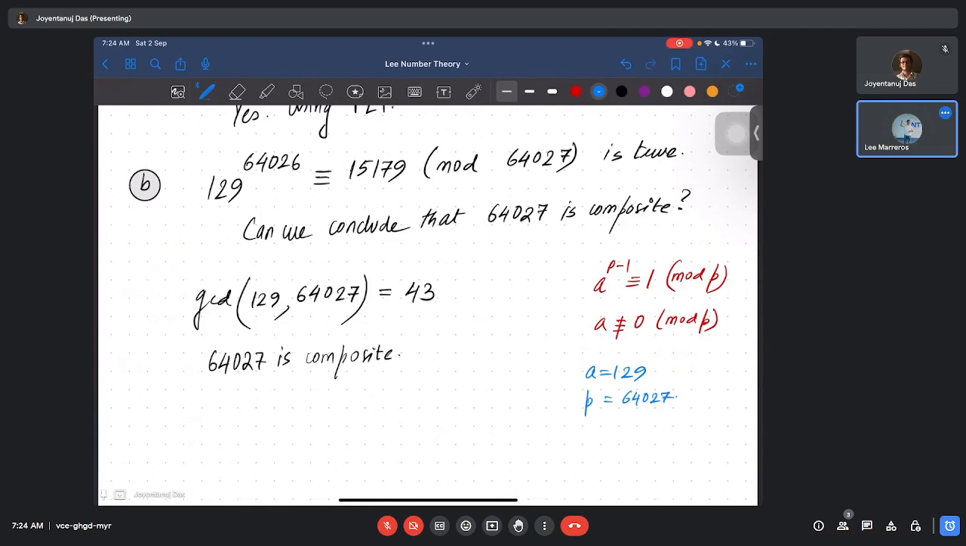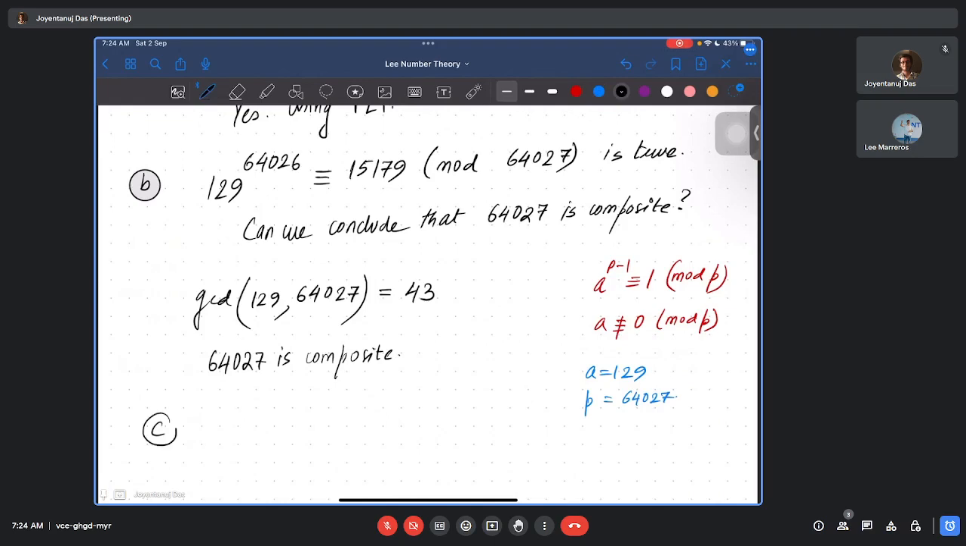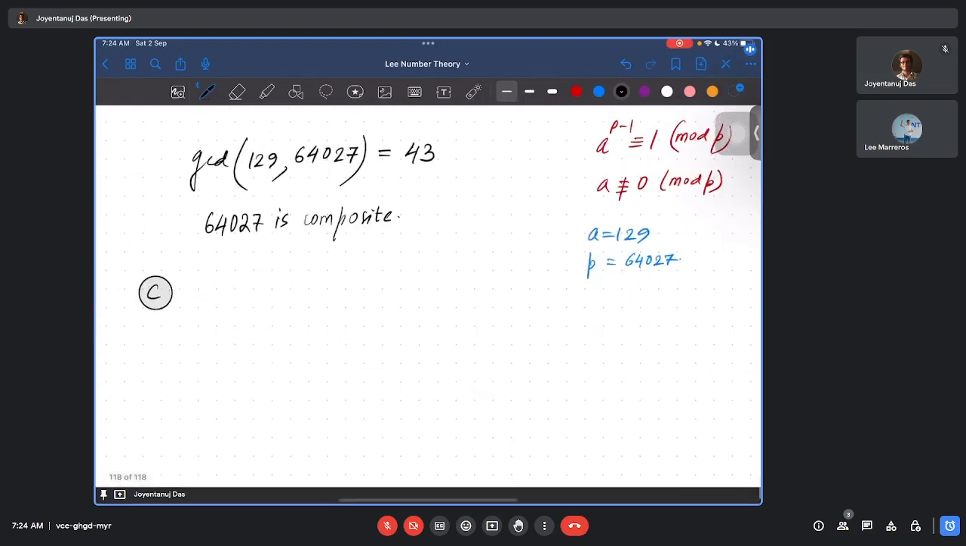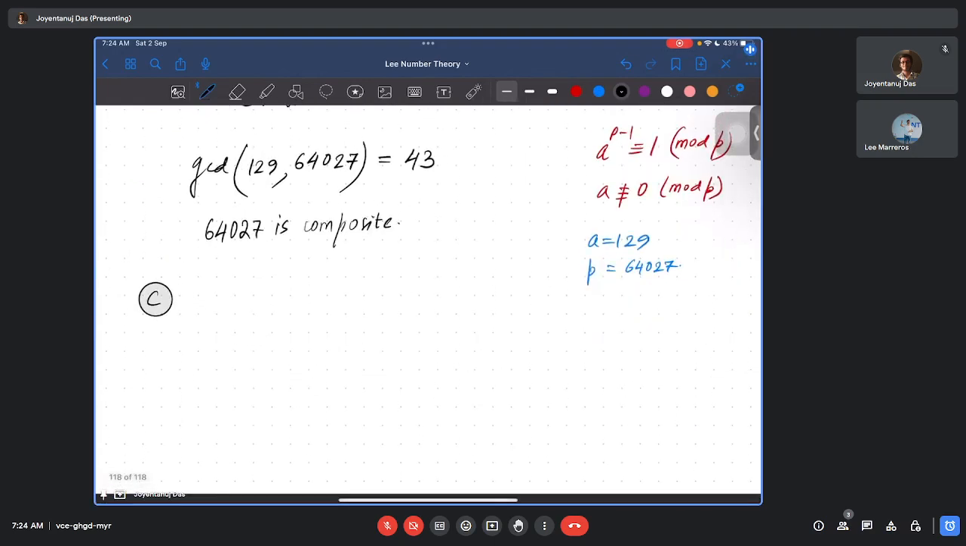So the part C they are saying is, they are given a congruence which is equal to 1. But from here, can we conclude that it is prime? So 52632 is congruent to 1 mod 52633. So no, right? Because Fermat's theorem does not say anything about the converse. If it is prime, then it will hold. But if this is given, we cannot say that it is prime, right?